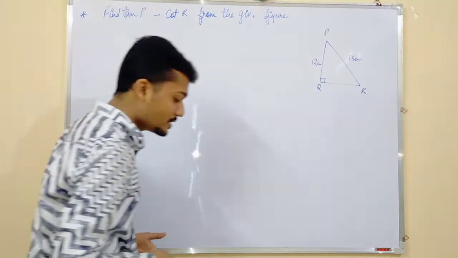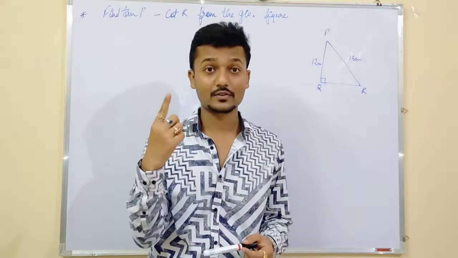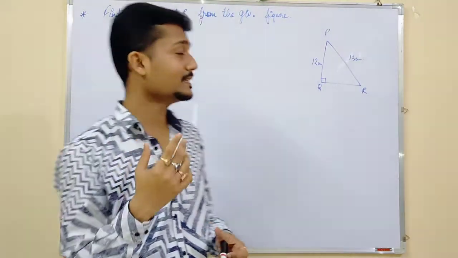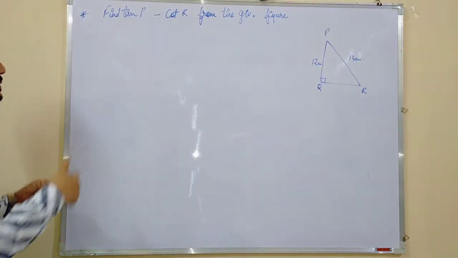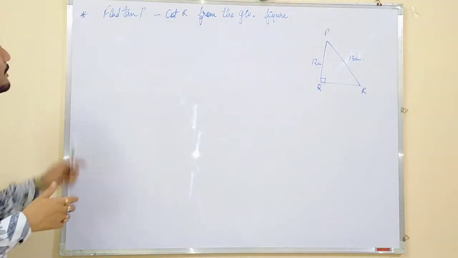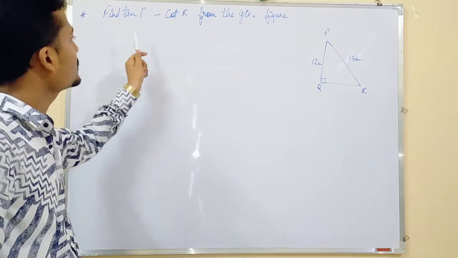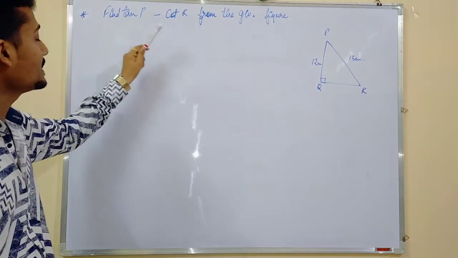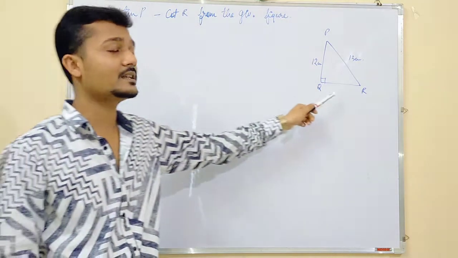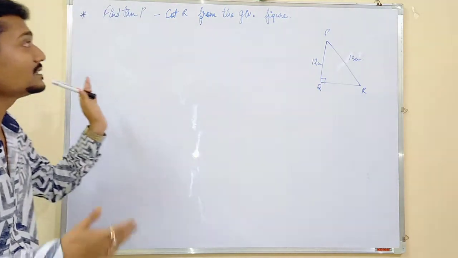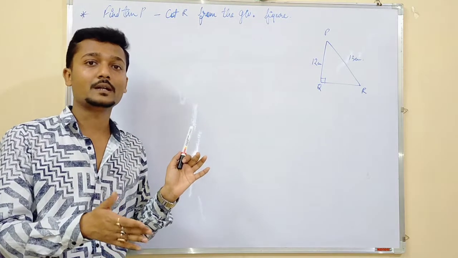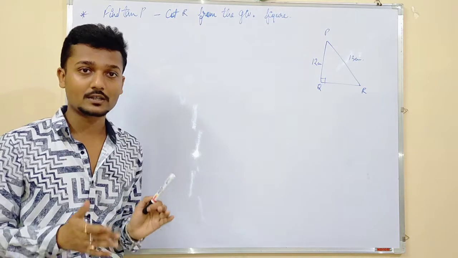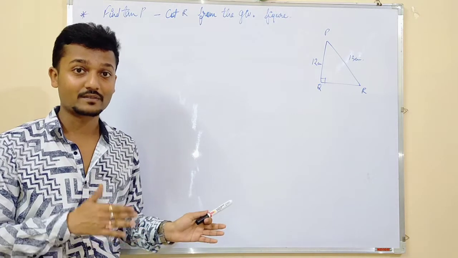Okay, now the next question related to the very first concept, that is concept 1. We are still doing concept 1. Is that clear? Now the third question related to concept 1. Find tan P minus cot R from the given figure. This is the figure that is given. Now the question seems a little bit different from the previous question, but it is not different at all from the other questions that we have done so far.